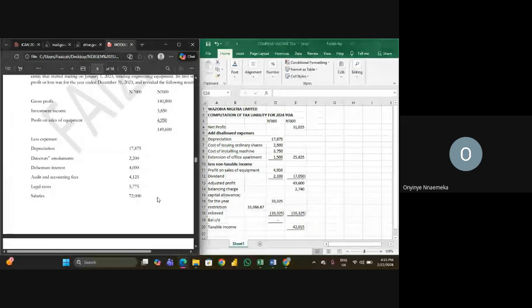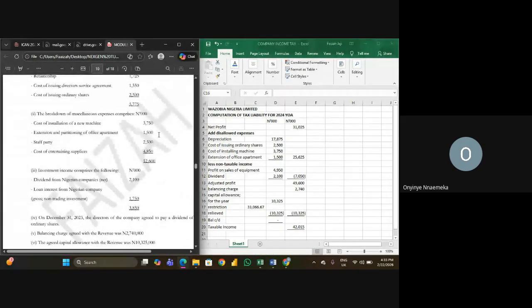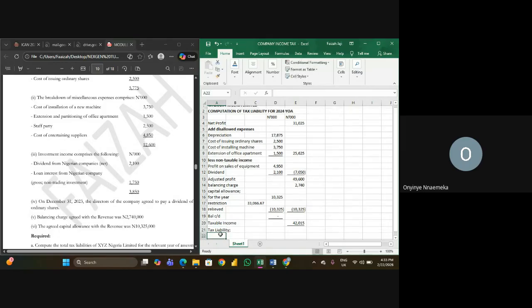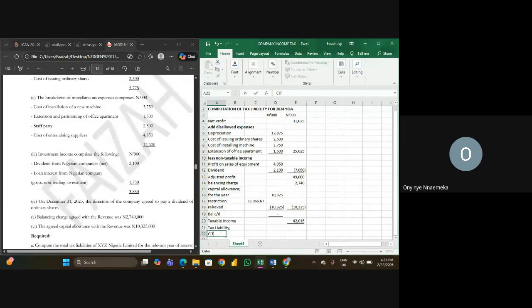So the company is a big company. You can see the gross profit. Though we don't need the turnover, for you to have this kind of gross profit, definitely you're a big company. So to calculate the tax liability, we already have a taxable income. So tax liability now. You have the company income tax, and this one is going to be 30% of 42015,000. Don't forget that we have a level of precision. Please don't always forget.